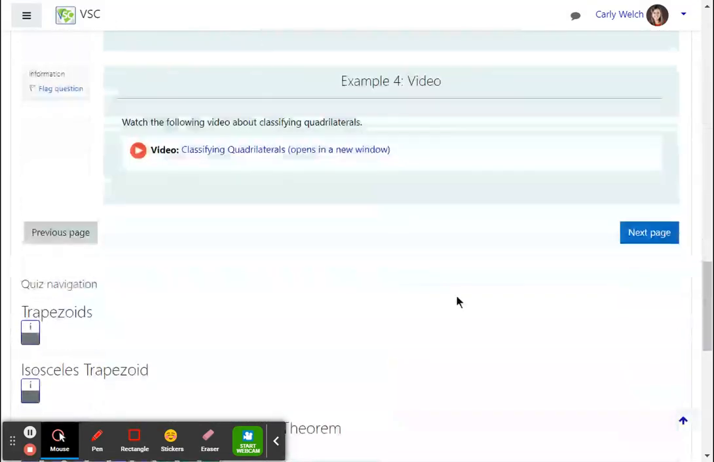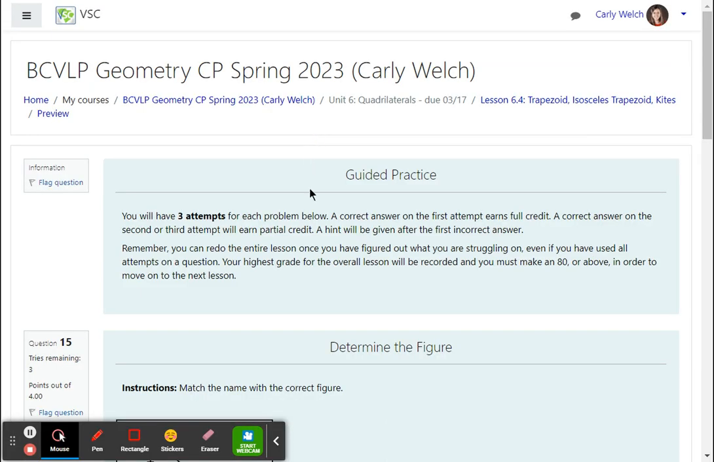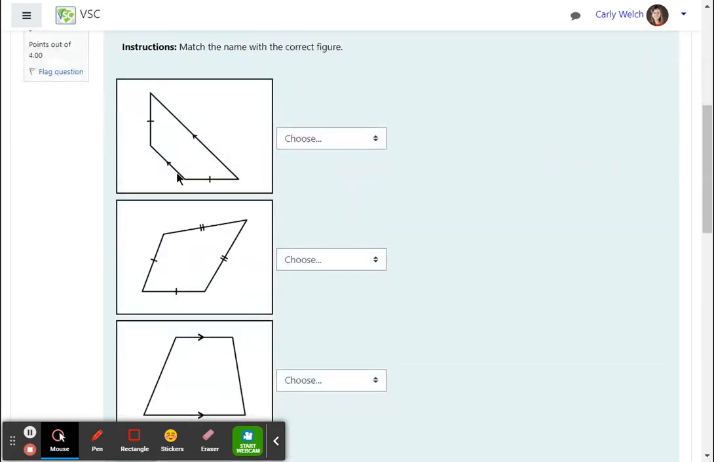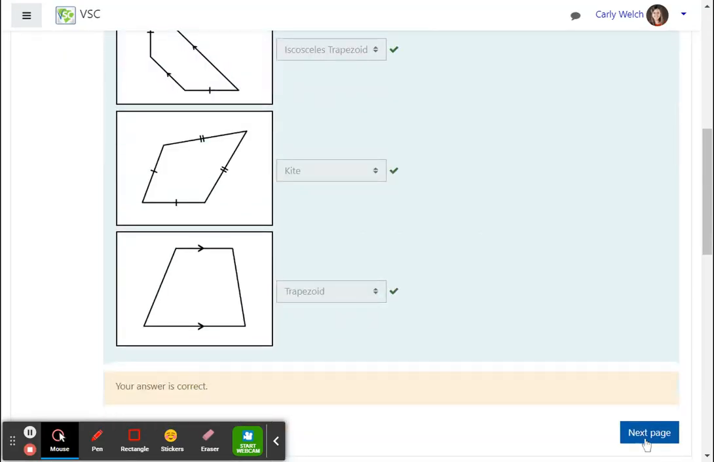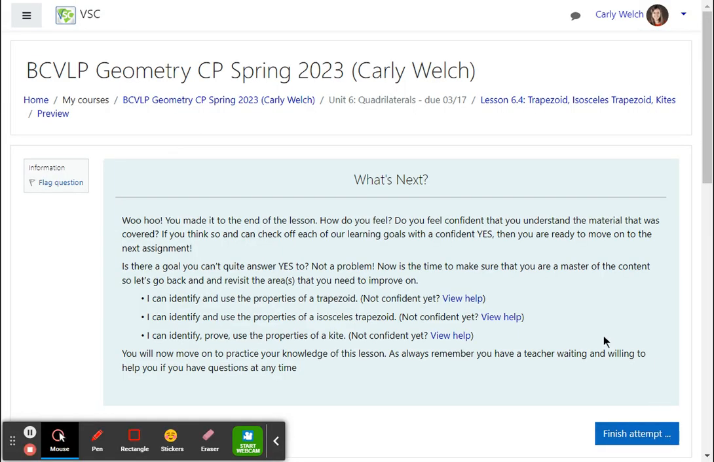All right, naming figures. There's another video classifying figures. So we have a trapezoid, and we have two congruent sides. So this is an isosceles trapezoid. Here we have two pairs of congruent sides, making that a kite. And then just one pair of parallel sides, which makes this a trapezoid. And that's it.